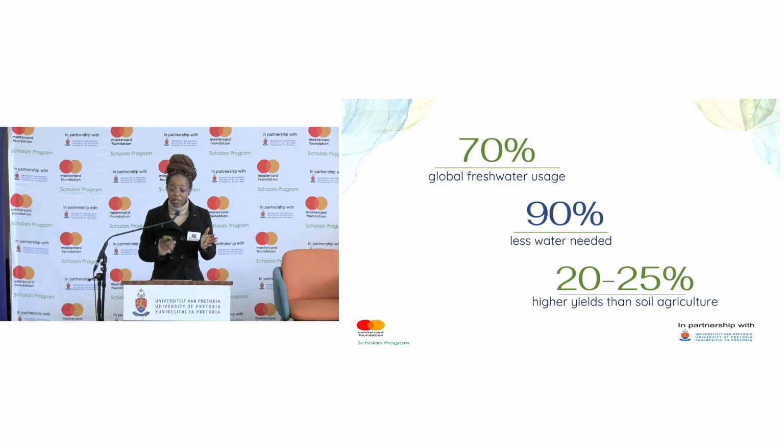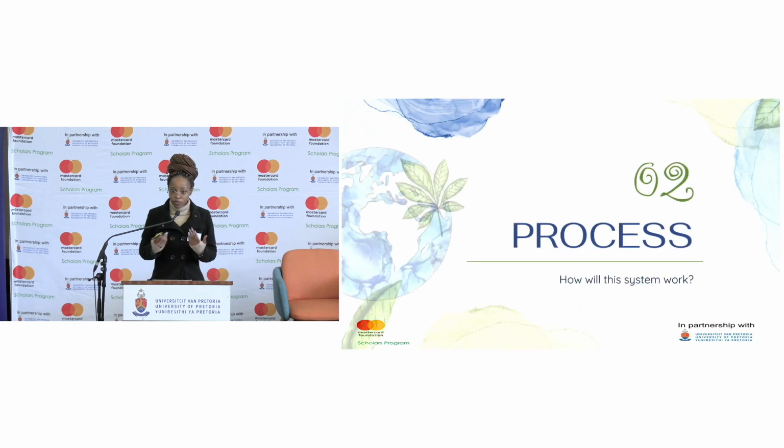There is also a greater control of effluent streams in hydroponic systems, which aids in nutrient recovery, deterring nutrient pollution. And hydroponic systems also have a 20 to 25% higher yield than soil agriculture. Given all of this information, we can start formulating a process that will aid in nutrient recovery.